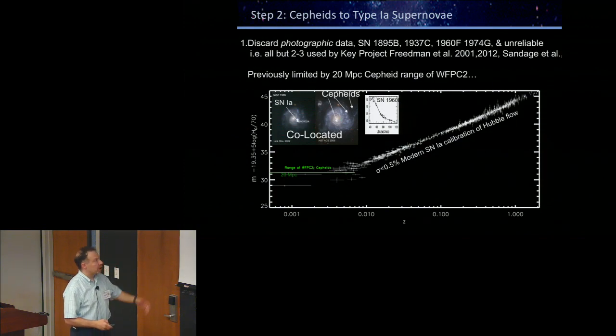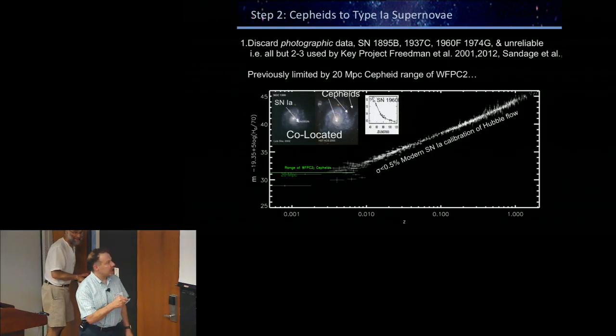And Cepheids are top on that list. So this is the principle of co-location that I talked about. No cosmology, just the fact that a star explodes in this galaxy. We come back later with Hubble and observe Cepheids in that galaxy and calibrate it.